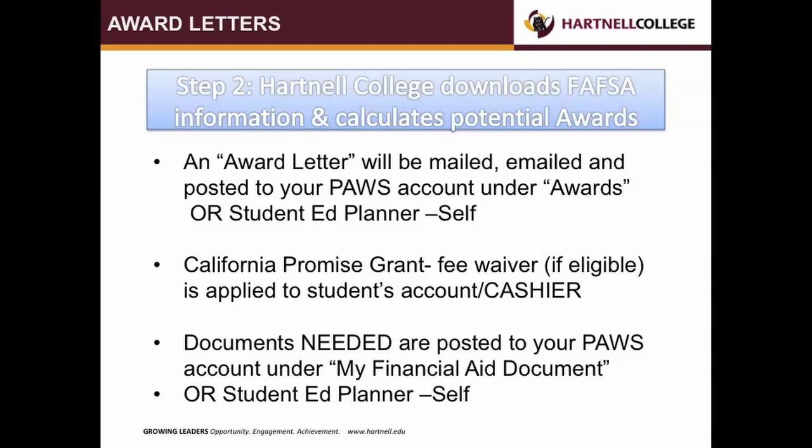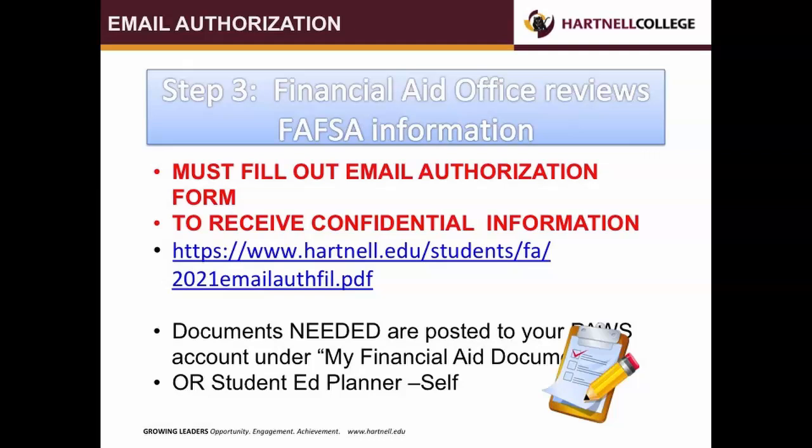The California Promise Grant fee waiver is applied to the registration fees, and it goes to the cashier. Any documents that are needed are posted to your PAWS account under My Financial Aid Documents or Student Ed Planner Self. In order to receive confidential information about your financial aid, you must fill out an email authorization form. You can find that at hartnell.edu Financial Aid Forms. Any documents that are needed are posted to your PAWS account under My Financial Aid Documents or Student Ed Planner Self.